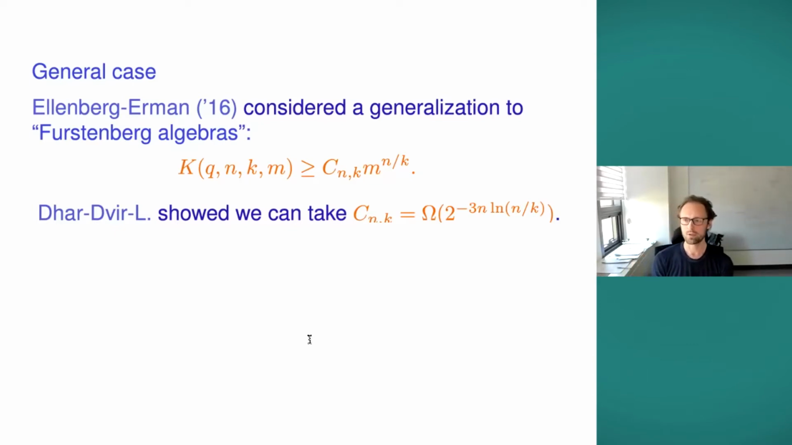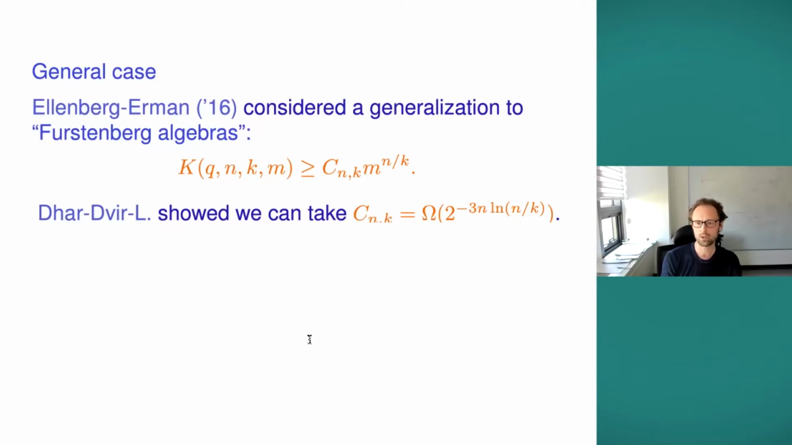So the first non-trivial result in the general case was by Ellenberg and Erman in 2016. They considered an algebraic generalization of the combinatorial problem, and the combinatorial corollary to their result is this lower bound of m to the n over k.